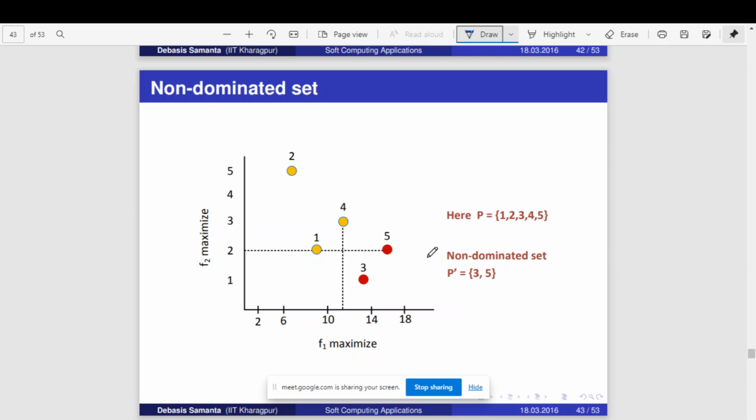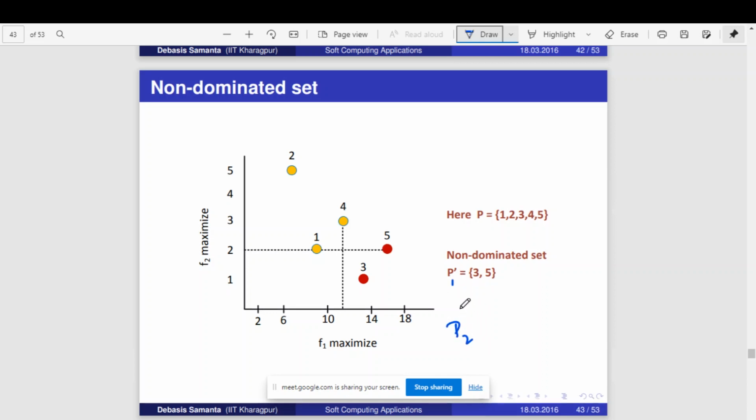So here, for example, in the previous example that we have taken, P is equal to 1, 2, 3, 4, 5. This is the set of all solutions. So one non-dominated set is 3, comma 5, so P dash is 3, comma 5. If you compare 3 and 5, neither of them dominates the other. So you can call it P1 dash.